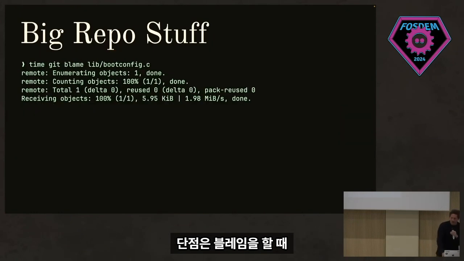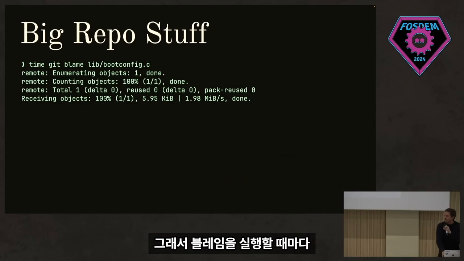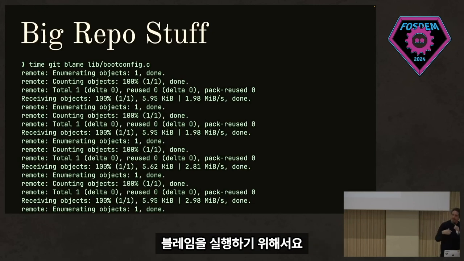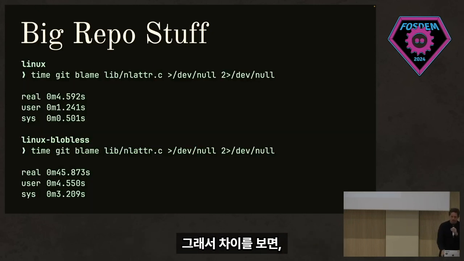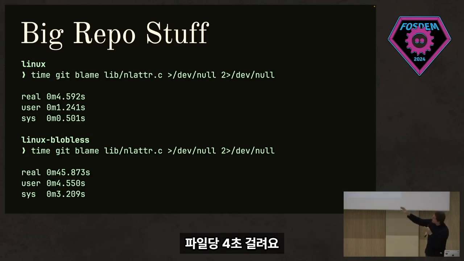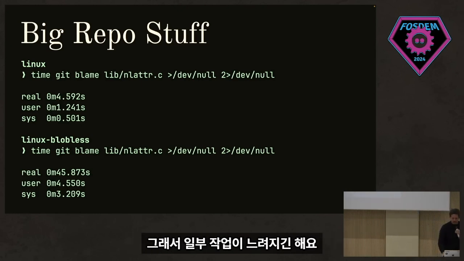The bad part is that if you blame, it doesn't have all of the data for every blob file, and so it needs to fetch it on demand as you run a blame. So instead of a blame looking like this, it goes like this, right? So it just keeps pulling next versions down in order to run the blame. So if I look at the difference, a blame from Linux on the full checkout is 4 seconds on a file, and on the blobless one is 45 seconds. So it does slow some stuff down.